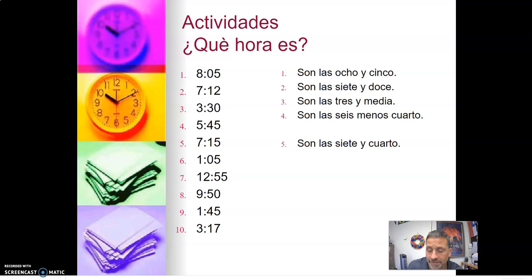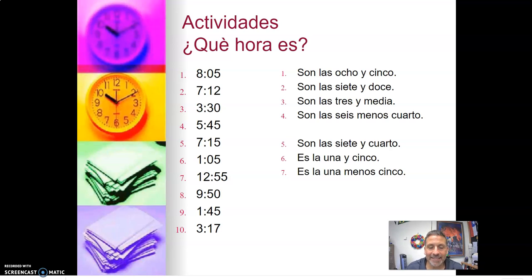Okay, let's see if we can get the next one. Number 6, 1:05. It's different. Es la 1:05. Number 7, 12:55. Es la 1 menos 5. I went to the next hour up, which was 1 o'clock, and subtracted 5 minutes to get to here. Es la 1 menos cinco. Sorry, too many mistakes.